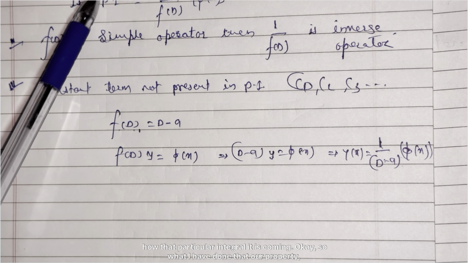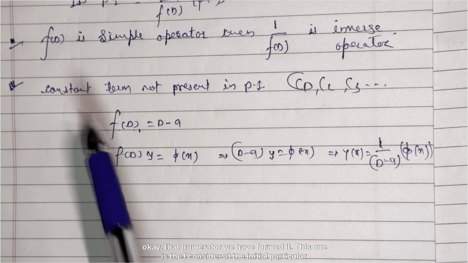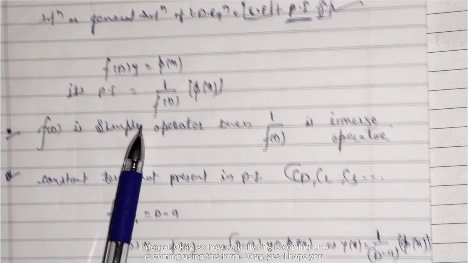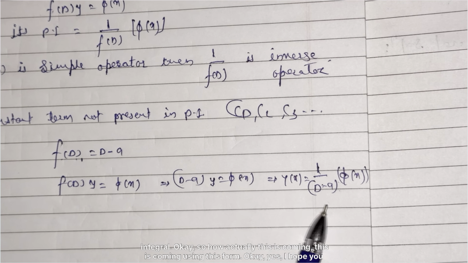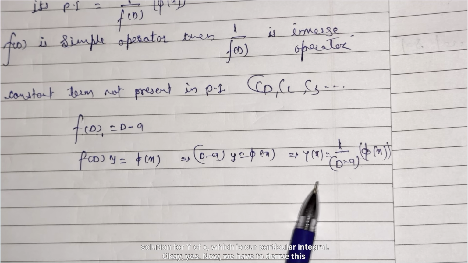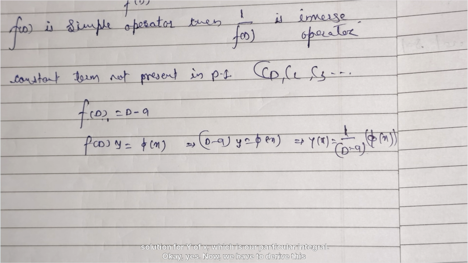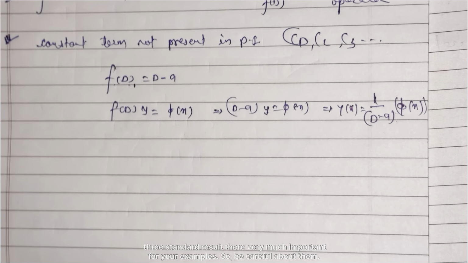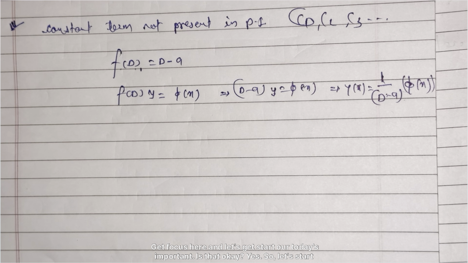So what I have done, that numerator, I consider as the initial particular integral. So how actually this is coming using this form. I hope you all have understood why I have written this one as a particular integral. This one is the solution for y of x, which is our particular integral. Now we have to derive these three standard results. They are very important for your examples, so be careful about them. Focus here and let's start today's important result.